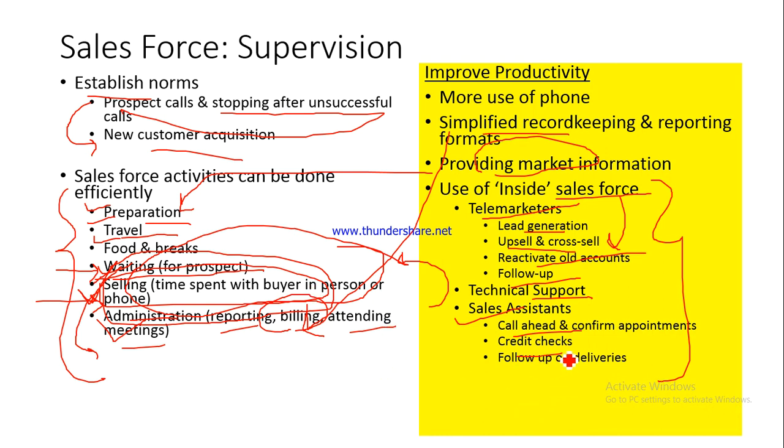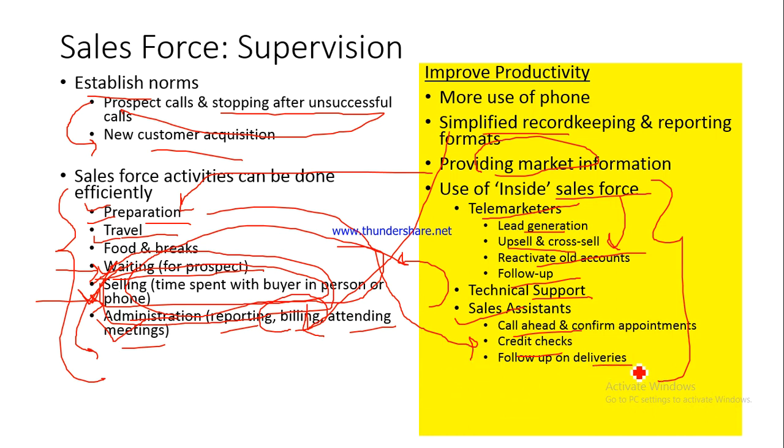Again, credit checks. Whether a client has sufficient money to purchase my product or not, whether he has the purchasing power to purchase my product or not. This is something that you do in the preparation stage, where you try to find out whether somebody is able to purchase my product or not. Now if this is done by a sales assistant, what will happen? The salesforce will have much more time to devote to selling activities.